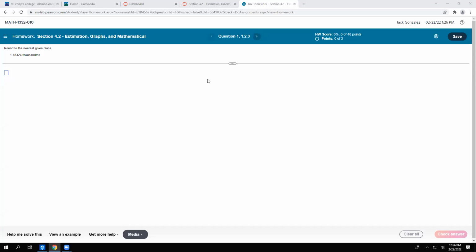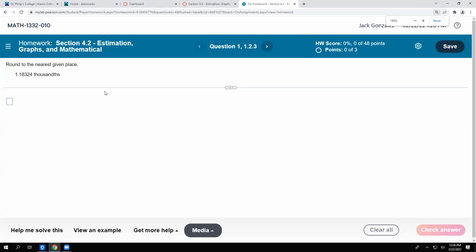Okay. The 4.2, it's a little small from where you guys are sitting, I'm sure. Just zoom in a little bit. You guys see that? So it starts off pretty chill: round to the nearest given place, and they're asking about thousands. So if you don't remember what the place values are, then it'll be hard. If you do, then it's no big deal. So 4.2 is estimation.